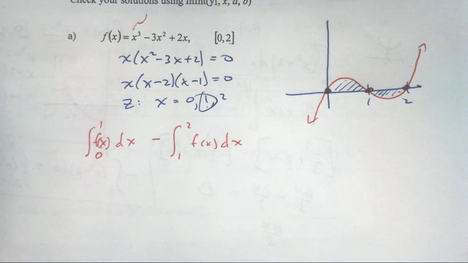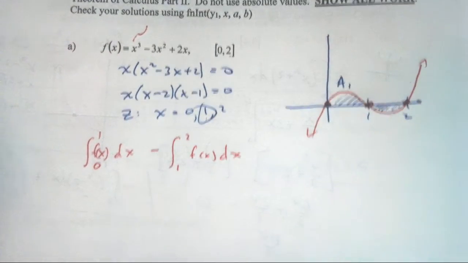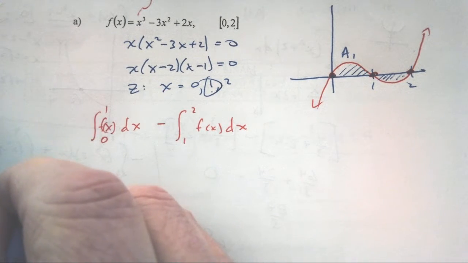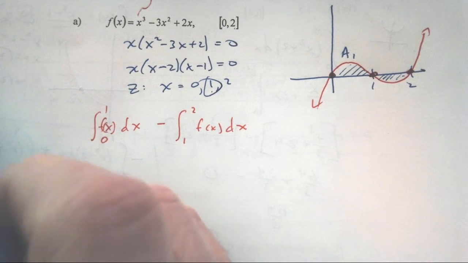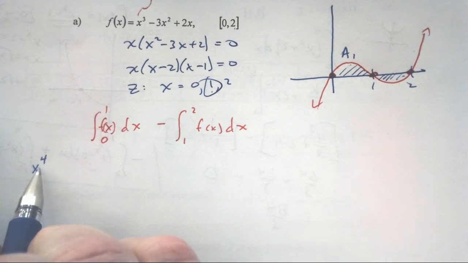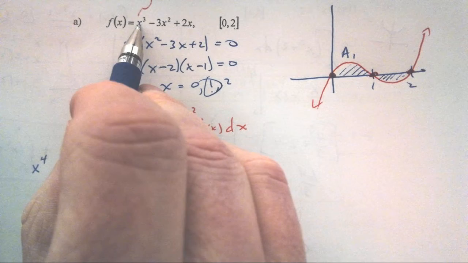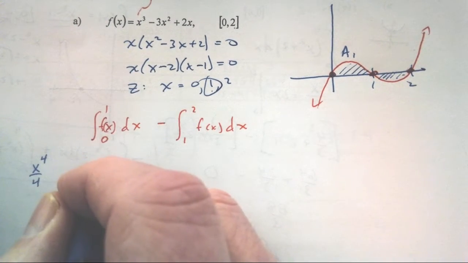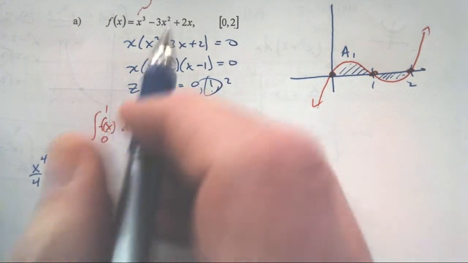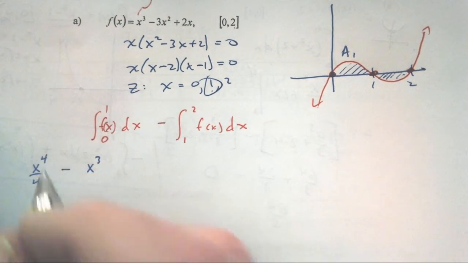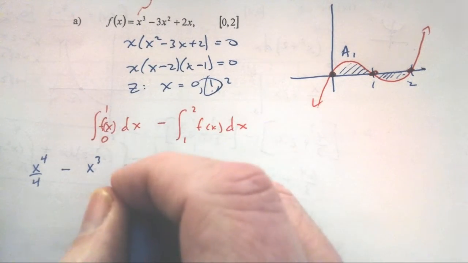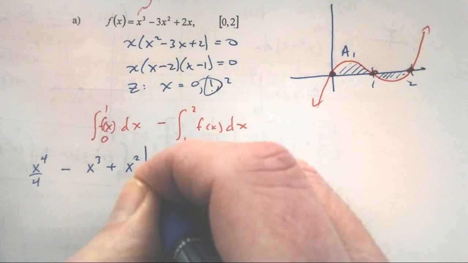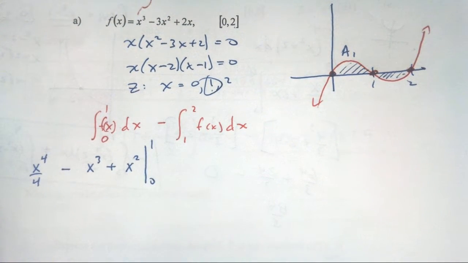So let's talk about area 1 over here. To end up with an x cubed, I need to start with an x to the 4th. But if I take the derivative of x to the 4th, I get 4x to the 3rd. I want 1, so I'm going to cancel that 4. To get to x squared, I start with x cubed. The derivative of x cubed is 3x squared. That's good, so just minus. And to get to 2x, I start with x squared. The derivative of x squared is 2x. Beautiful. So we get this from 0 to 1.